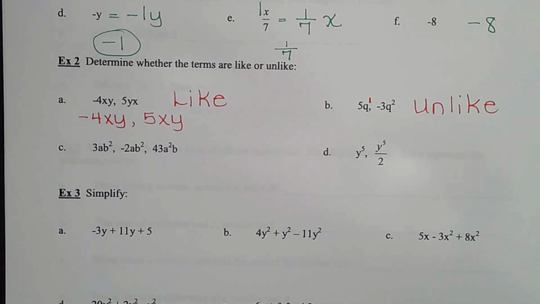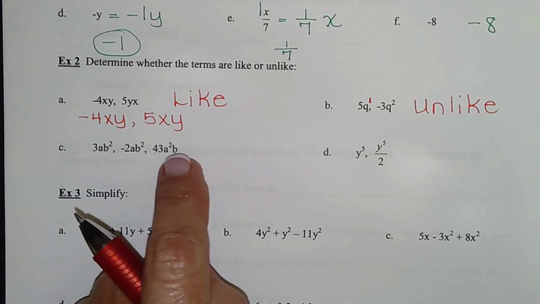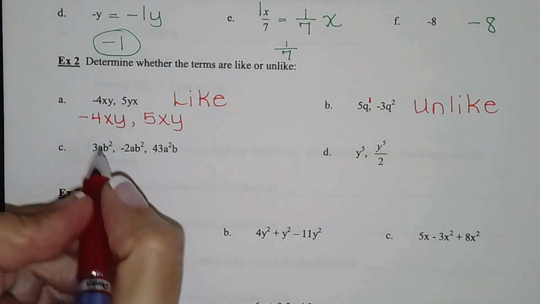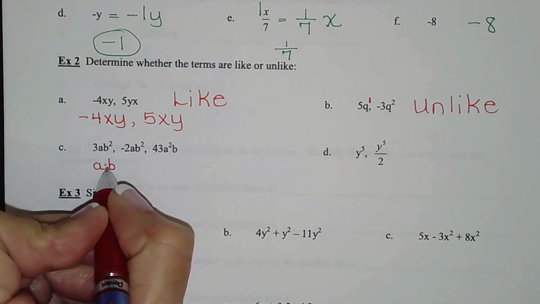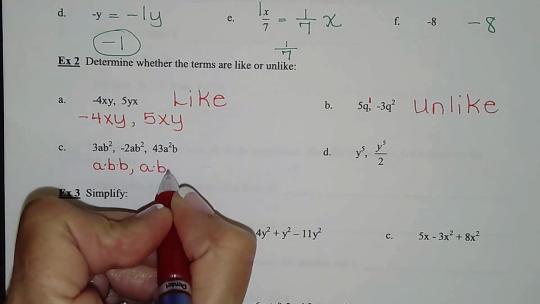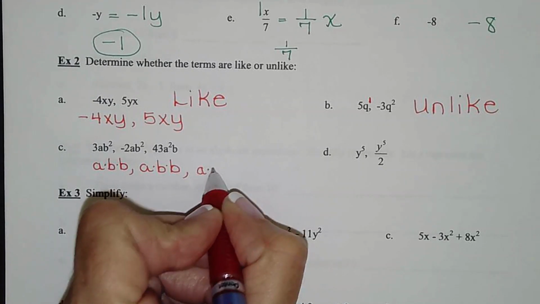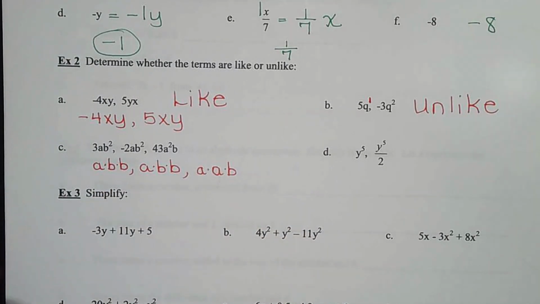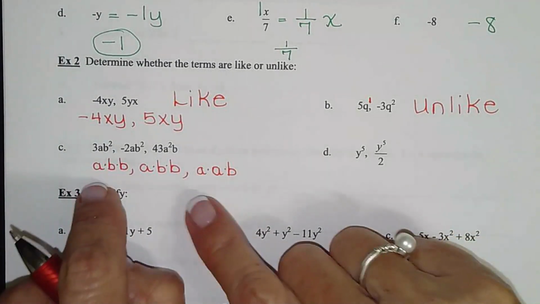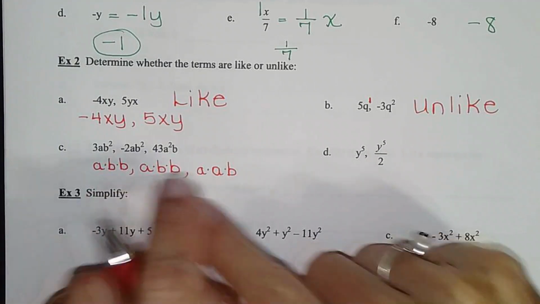So C, AB squared, AB squared, A squared B. Nope, this one's not alike because this is 1A and 2 B's. This one is 1A and 2 B's. But the last one is 2 A's and 1 B. So I like to expand them, and then I can look and see. These two are alike, this one is not.